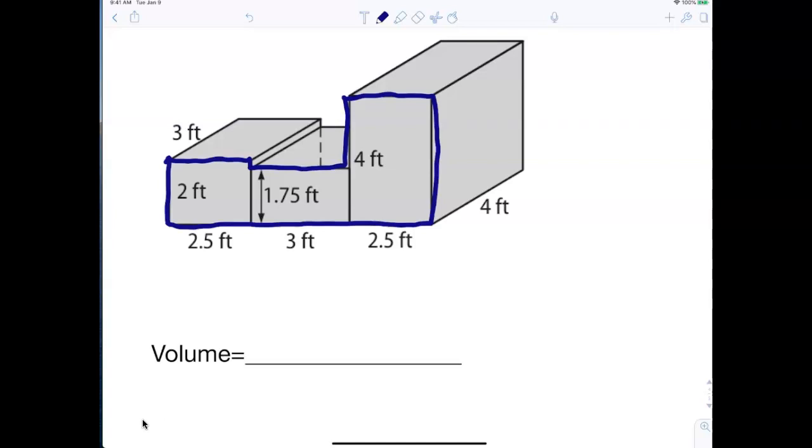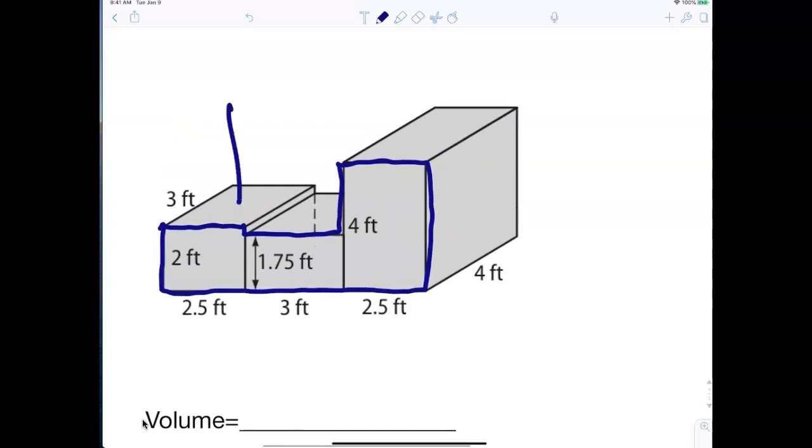So some of my kids said, well, can I just find the volume of that, find the volume of that, and find the volume of that? And then what do I do with those 3 volumes? Yeah, come on, let's not make that hard. That's easy. So make yourself a note of that if you're not sure.